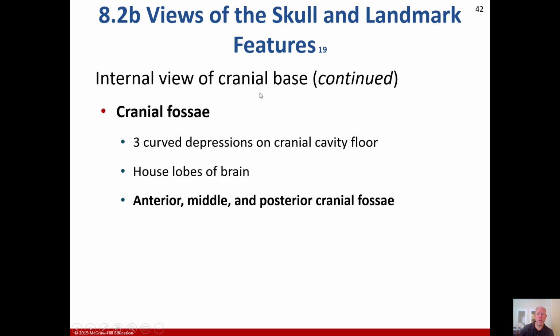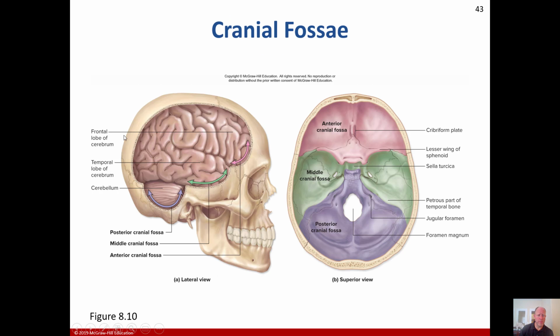For the internal view of the cranial base, just finishing the last little bit here, we're talking about the cranial fossae. There are three curved depressions on the cranial cavity floor, and they house the lobes of the brain: the anterior, middle, and posterior cranial fossae. So here we have the frontal lobe of the cerebrum up here, the temporal lobe of the cerebrum, and the cerebellum, the inferior portion of the brain, so to speak.